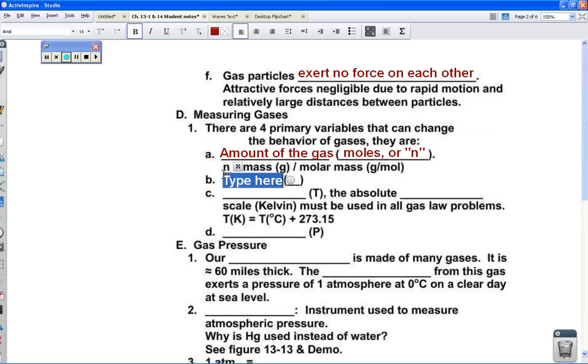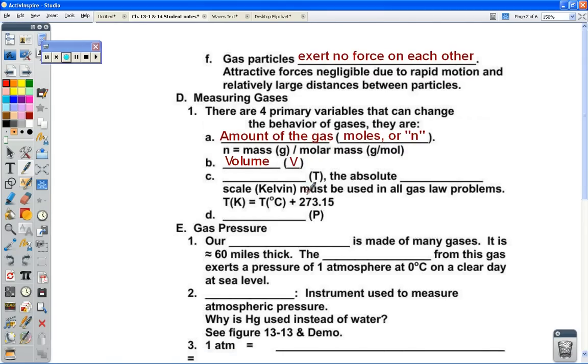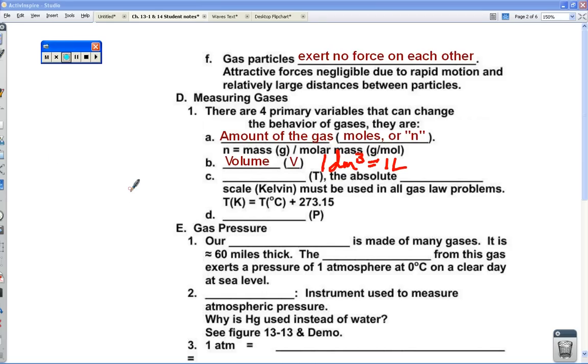The next one is volume, which will be V. Something you need to know for later on in your notes: 1 dm cubed equals 1 liter. You've seen this before. We're going to pause again so we can go through this demonstration. So one cubic decimeter equals 1 liter.